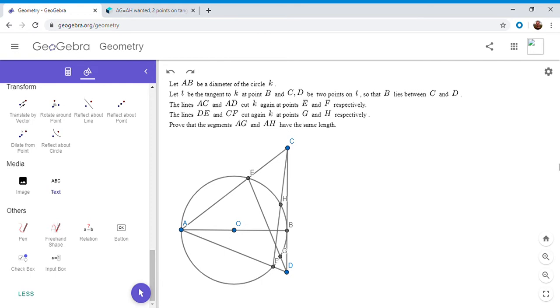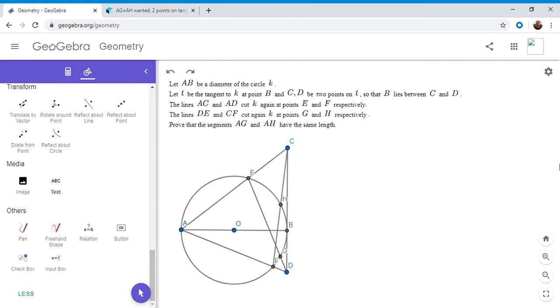Then, given those two points C and D, we connect them both to A, and they intersect the circle at E and F. And then we draw the lines CF and DE, and they intersect the circle at H and G. And we want to show that AG and AH have the same length.